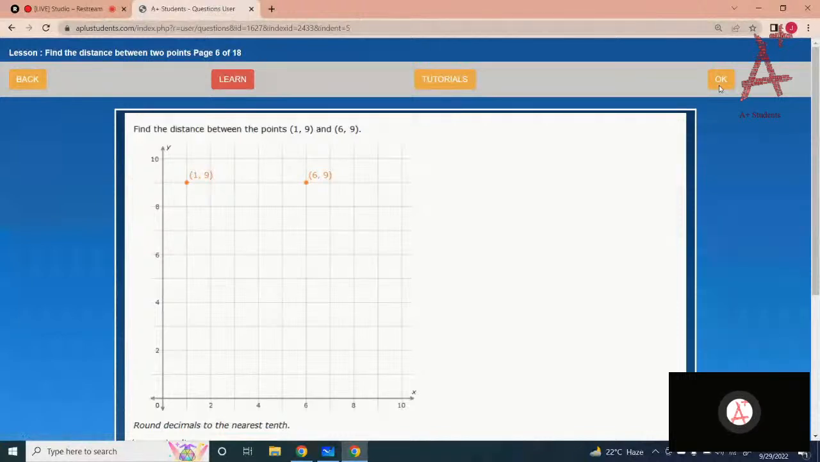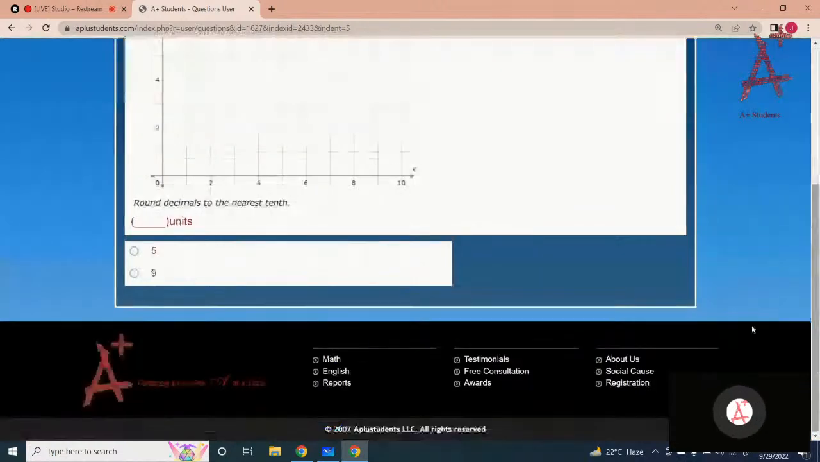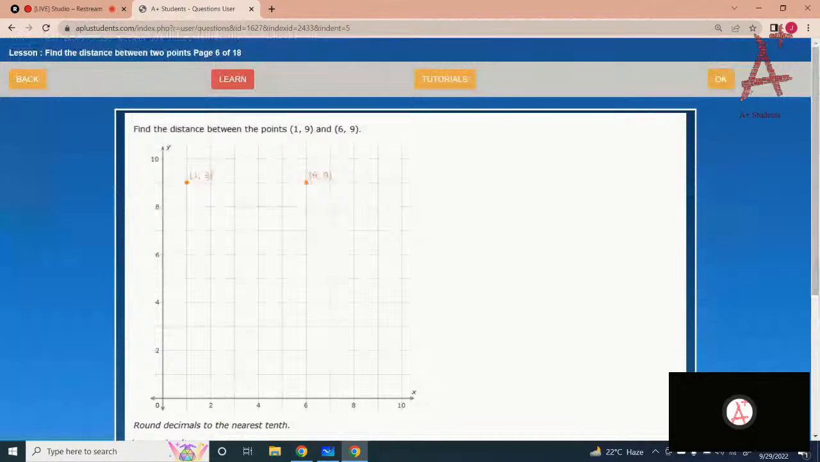Okay, the next one is find the distance between the points (1, 9) and (6, 9). They have the same y component, so just subtract their x components. 6 subtract 1 is 5. So the answer for this question is 5. So select the correct option and click on the OK button.